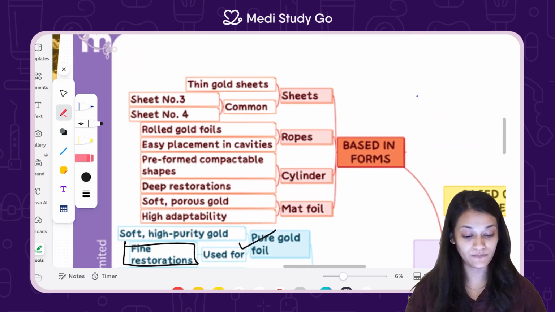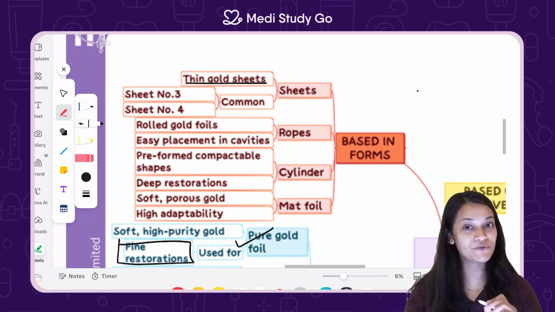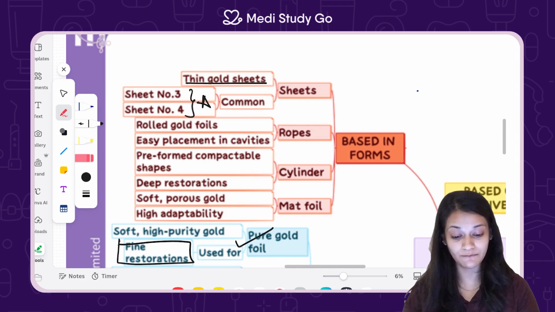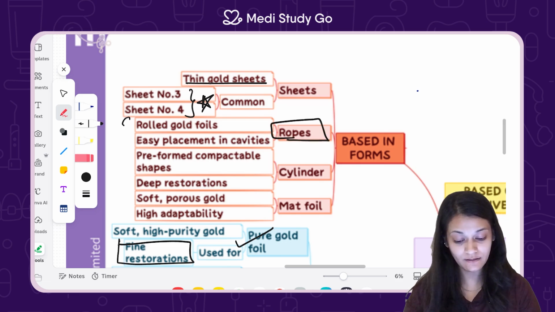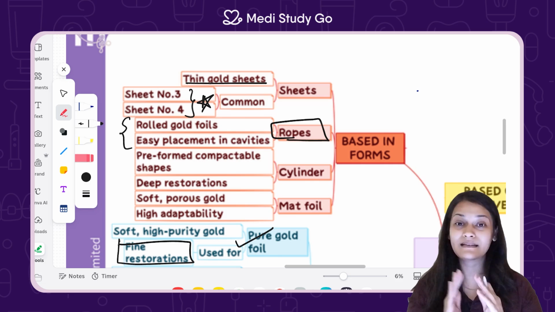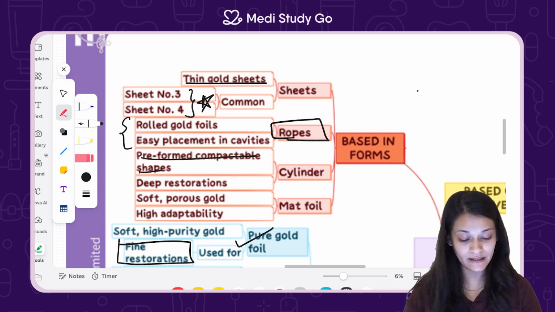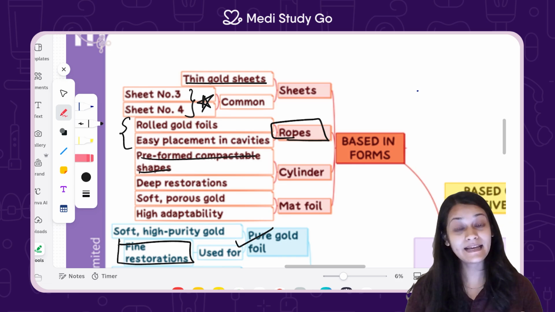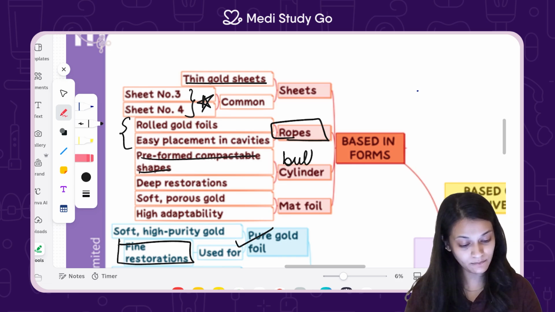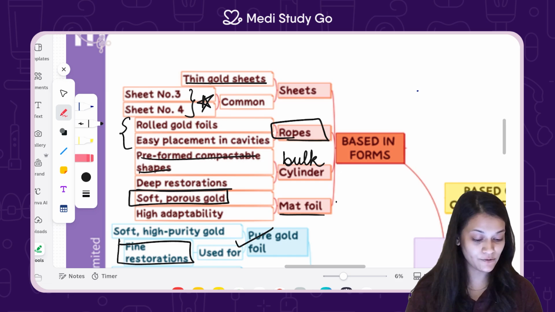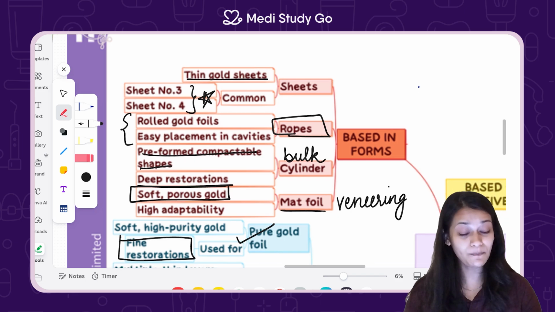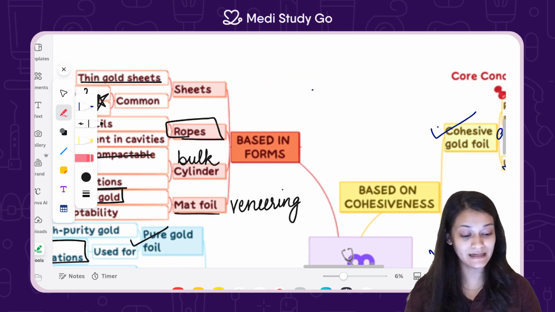Based upon the forms, sheets are very common. We use number 3 and 4. You need to keep this in mind because it's important. Ropes are also available, wherein they are very easy to place, compacted and good to go. Cylinders are available in preformed shapes. Again, they can act as a bulk filling material. Matte foil, on the other hand, can be used for deeper restorations, but it's going to be soft and porous. So what do I use it as? My veneering cohesive material.